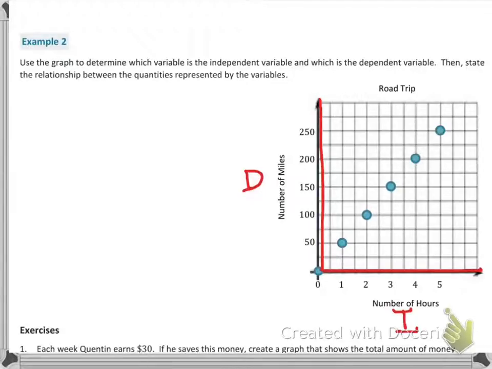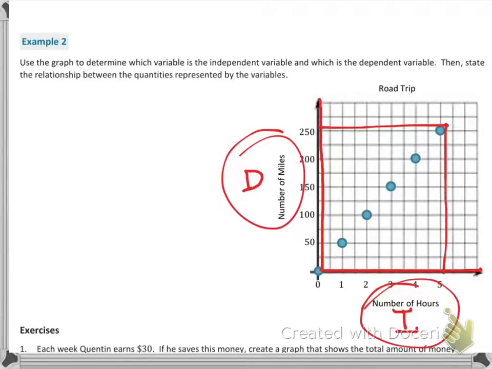Do the number of miles depend on how many hours I drive? Well, sure. I could drive 0 hours and I go 0 miles. I could drive 5 hours and I go 250 miles in this case. 5 hours matches to 250 miles. So the number of miles depends on how many hours I drive, and the number of hours I drive determines how many miles I go. So that is correct. You can always think it through like that, determines, depends, or you can know what a graph is supposed to look like. The x-axis always is independent, and the y-axis is always dependent.